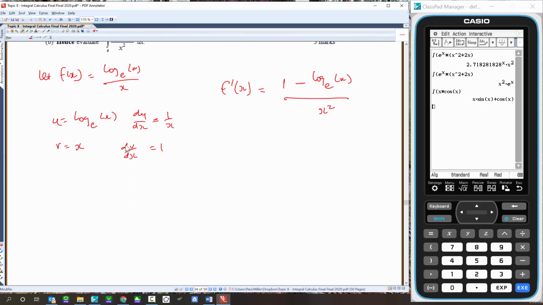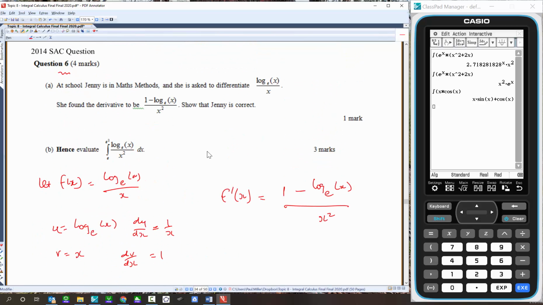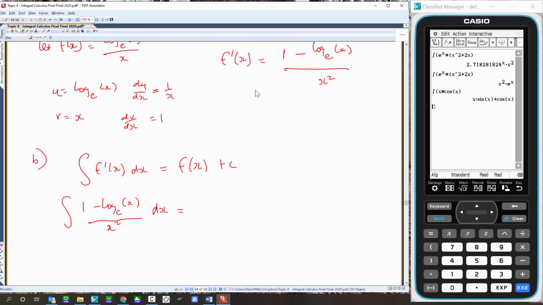Okay, hence evaluate this thing. All right, so I always start with recognition. So this is part B. So I know if I integrate f dash x for the independent variable x, I'm going to get the parent function plus c. So now I just insert the derivative, which is 1 take log e x over x squared, and dx equals f of x. Now what was f of x again? There it is there, log e x over x plus c. All right.